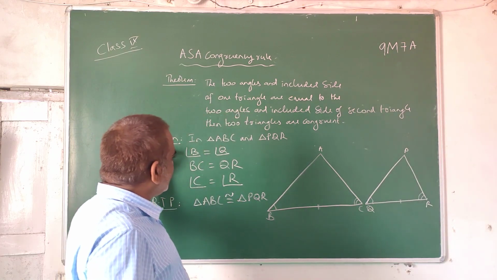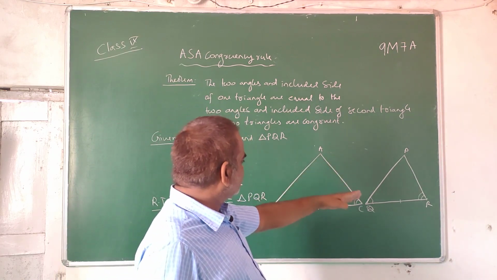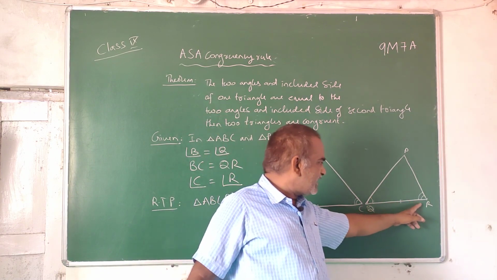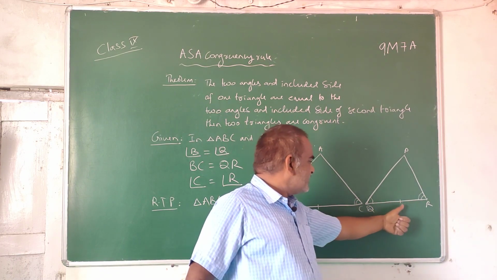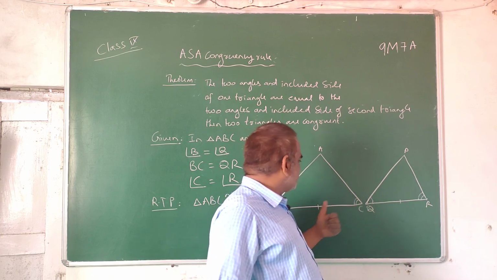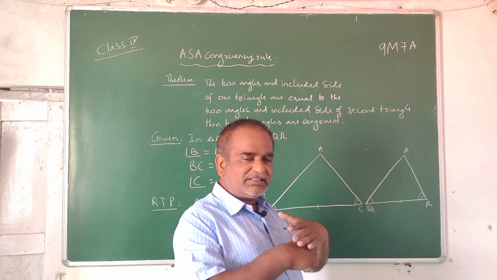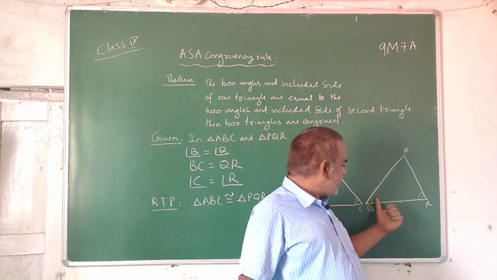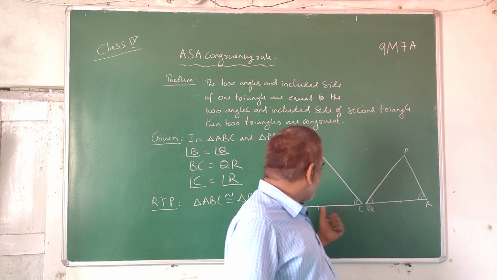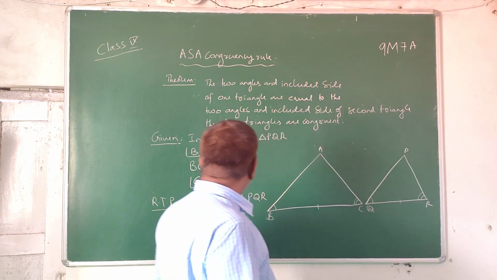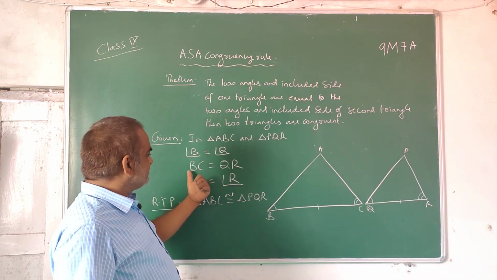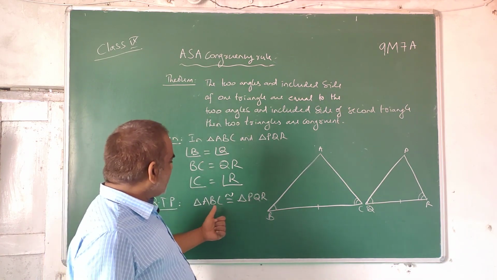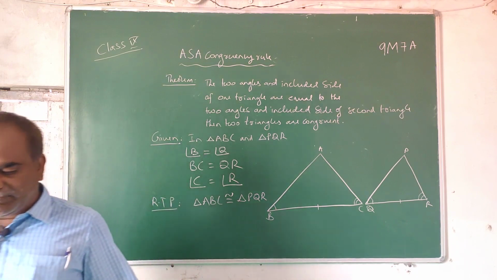So what is given in this triangle ABC and in this triangle PQR? This angle equals this angle, this angle equals this angle, and the included side of the first triangle is BC. Included side means the side including these two angles, which is BC. The side including these two angles, which is QR. BC is equal to QR. So angle B is equal to angle Q, BC is equal to QR, angle C is equal to angle R. Then we are required to prove that triangle ABC is congruent to triangle PQR.